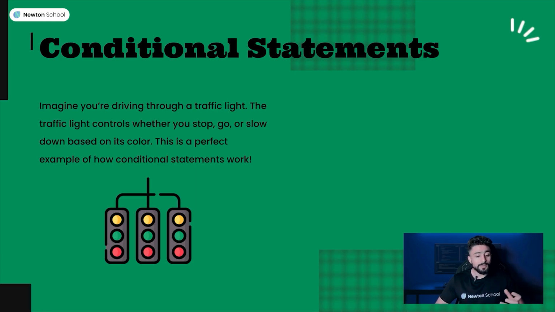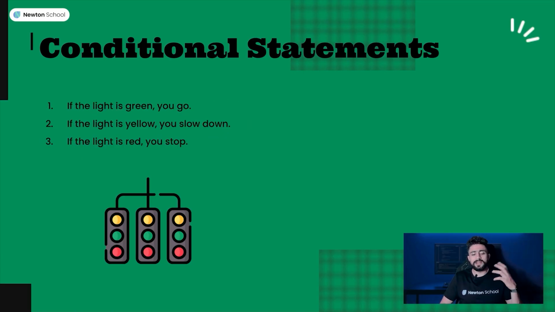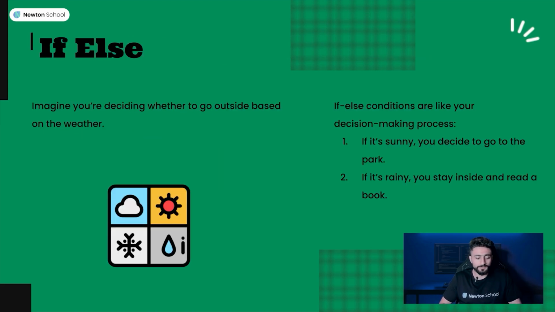Now there is another example. Imagine that you are driving through a traffic light. The traffic light controls whether you should stop, go, or slow down, based on the three lights: red, yellow, and green. Inside the traffic light, there must be some logic running behind the scenes, saying, if this much time is done, I should show green. If this much time is done, I should show yellow. That's where conditions come into the picture in a program. If the light is green, you go. If the light is yellow, you slow down. If the light is red, you stop.